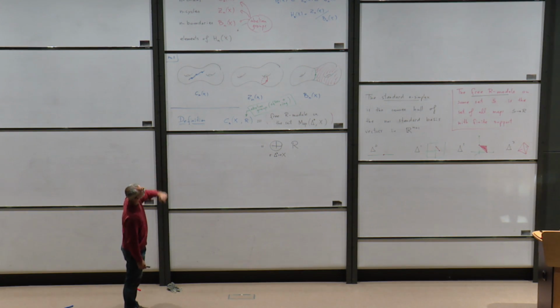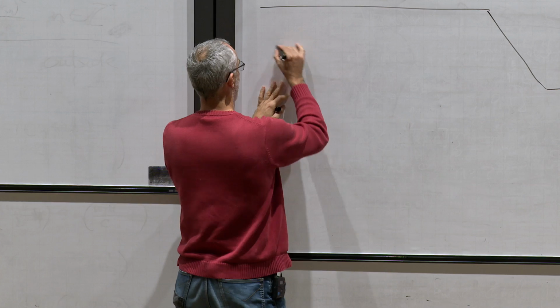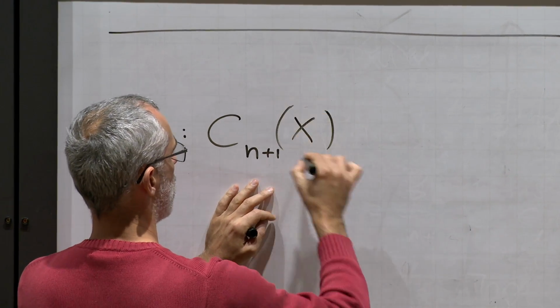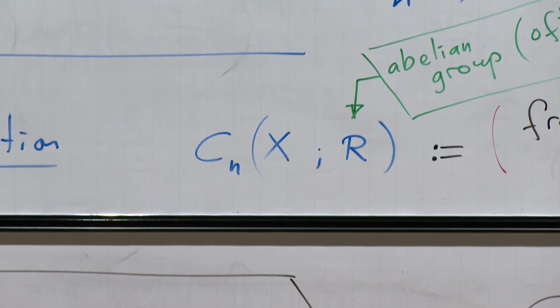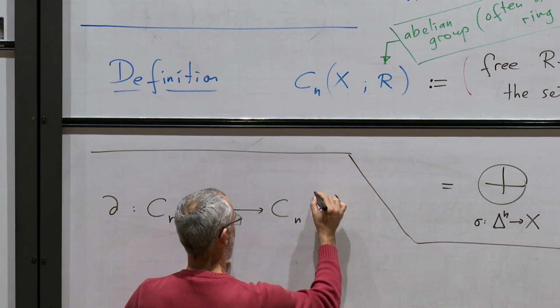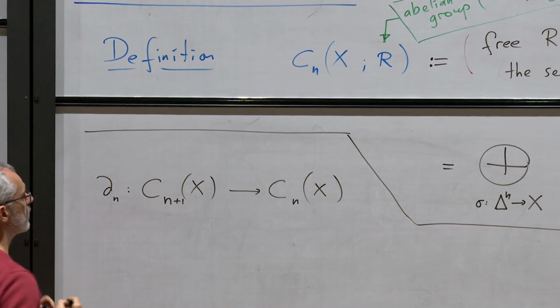OK. What are n cycles and what are n boundaries? To define those, it's important to think about an operator called the boundary operator, which goes from chains of dimension n+1 with coefficients in R, and R is somehow going to be suppressed here from this discussion, to chains of dimension n. So implicitly, there's an index n here. Let's put it here. Let's say delta n.